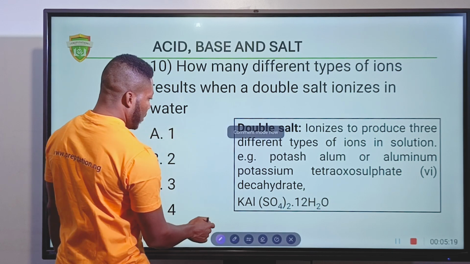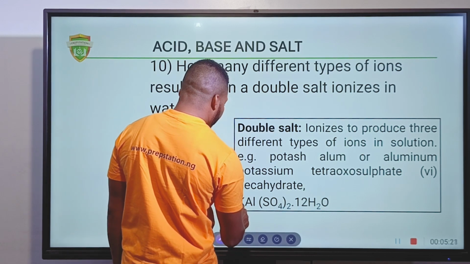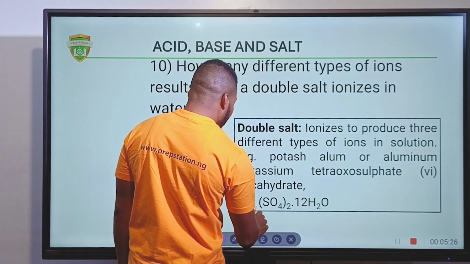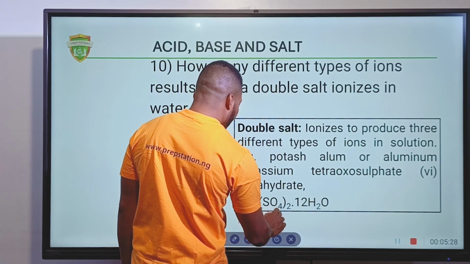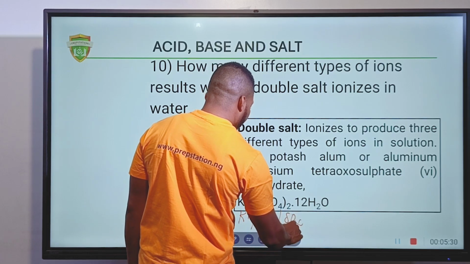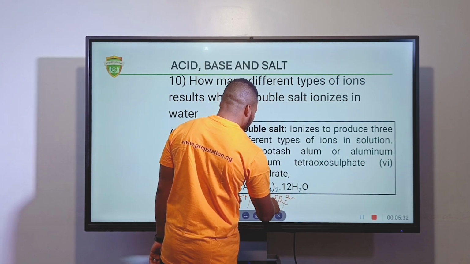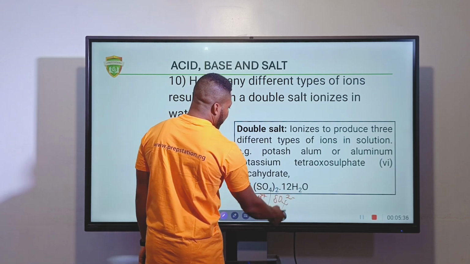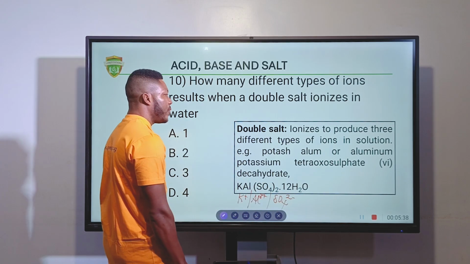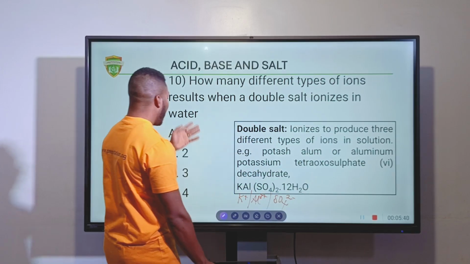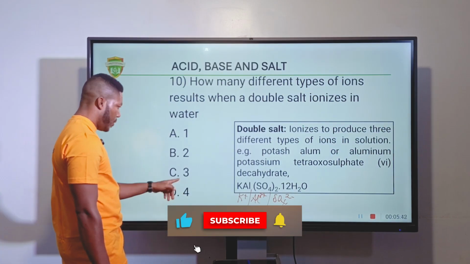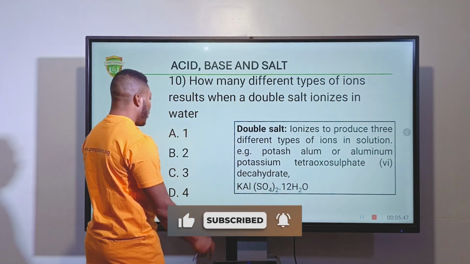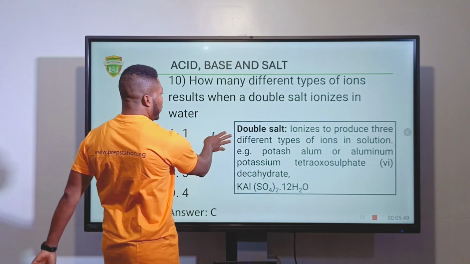Look at this. With this, you can have potassium ion, you can have aluminum ion, and you're going to have SO4 2 minus ion. So 1, 2, 3 ions are found from a double salt. So look at the options. What's your answer? The answer there is C. So 3 ions are present from a double salt.